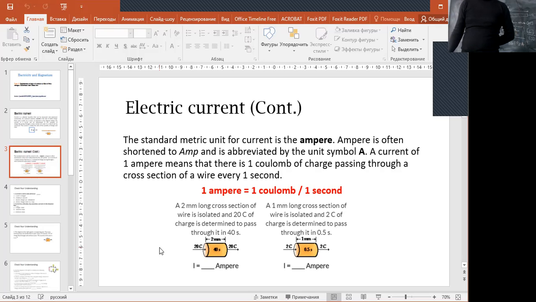A wire is isolated and 2 coulombs of charge are determined to pass through it in 0.5 seconds. So I is 2 coulombs divided by 0.5 seconds, which means 4 amps.